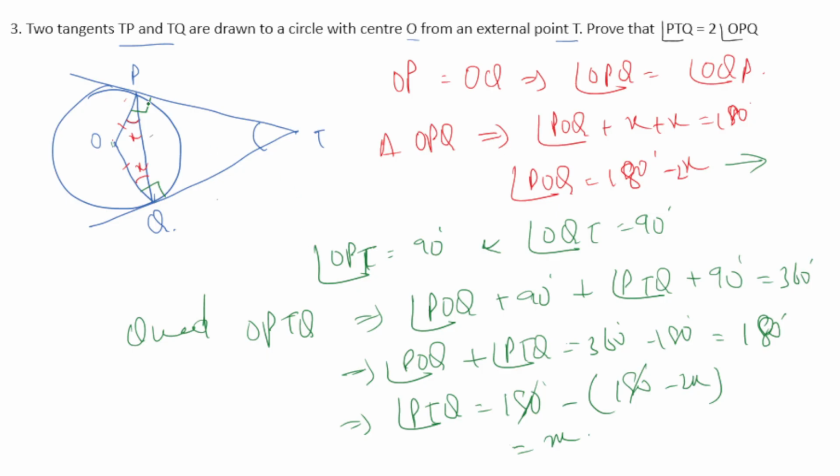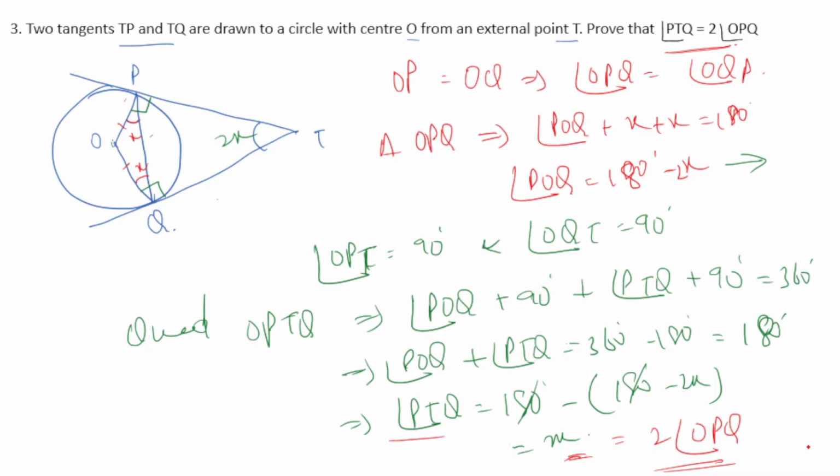Okay, PTQ, this we got as 2x. PTQ is equal to 2x. What is x here? X is equal to angle OPQ. So here it is 2 into angle OPQ. So we have proved angle PTQ is equal to 2 angle OPQ.